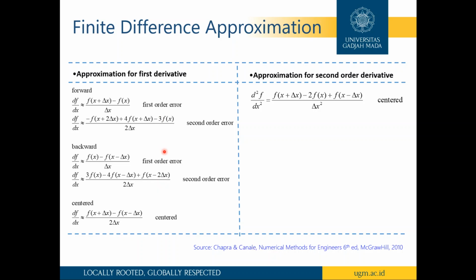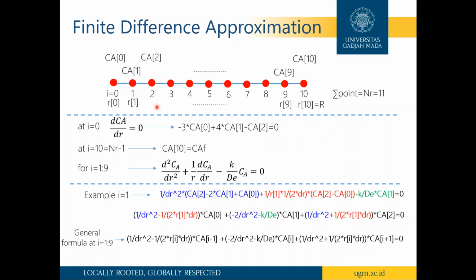Alright, in order to solve this differential equation, we will convert it to a linear algebraic system. How to do this? We will use finite difference approximation. For the approximation of the first derivative, we have forward, backward, and center approaches. To get better accuracy, we will use second order error here. Similarly, for the second order derivative, we can approximate this value using this formula, and this is basically the center approach. If we divide the catalyst radius from 0 to R into 11 points, we can then make a discretization according to the FDA method.